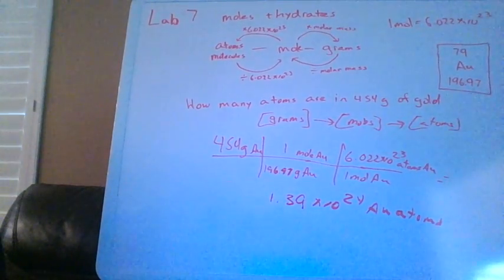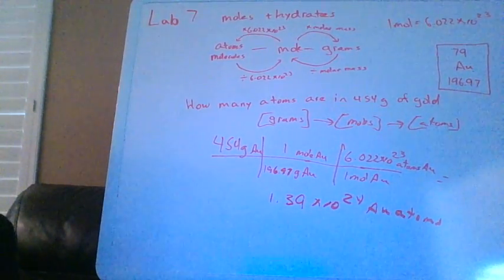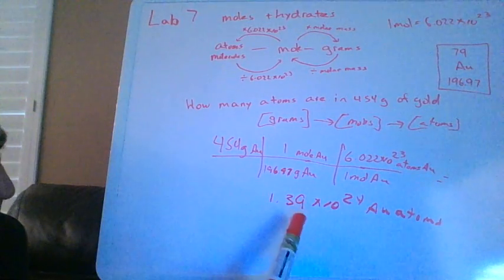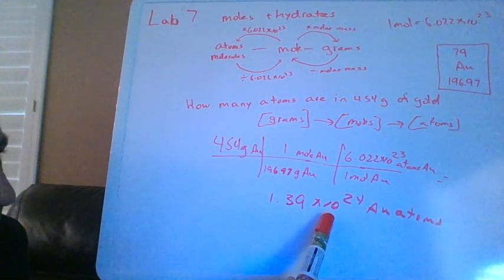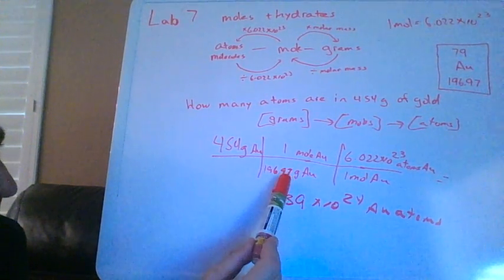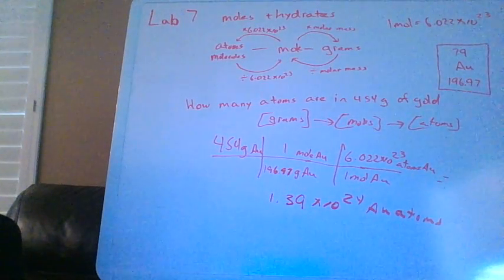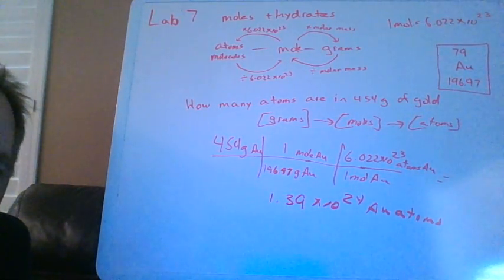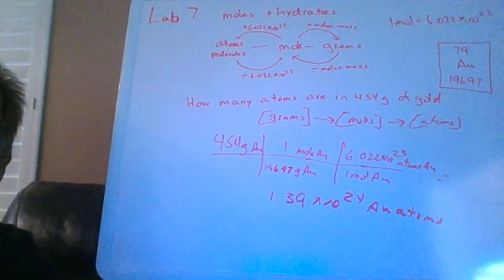And that number should make sense, right? Because if we had only 6.022 times 10 to the 23rd atoms, it would weigh 196. So we have almost twice that amount, so we have almost twice as many atoms.